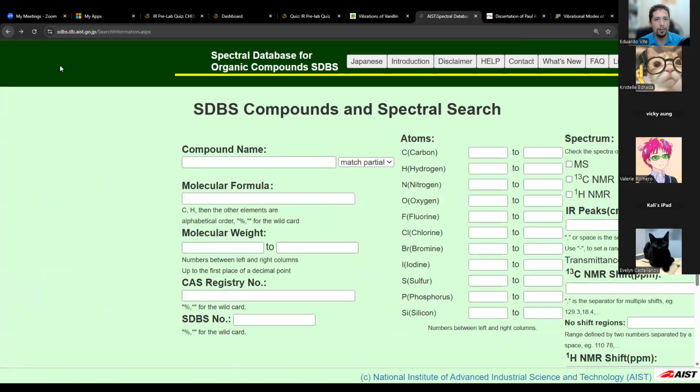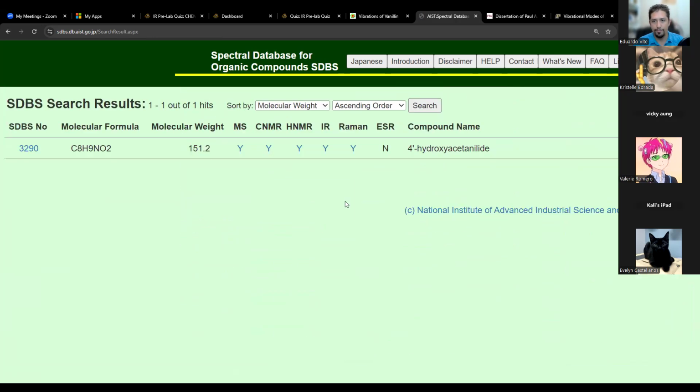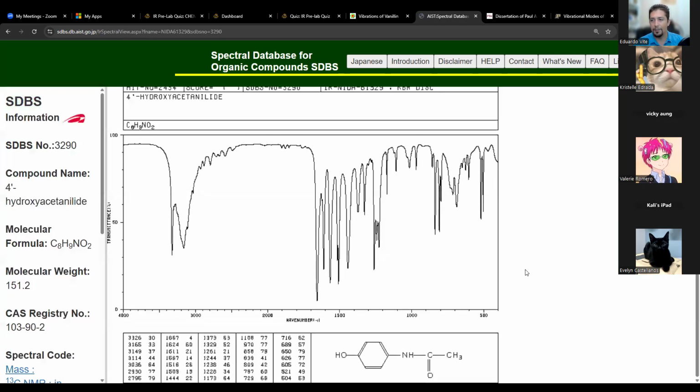Let's do, I don't know, let's do acetaminophen. All right, so there's the IUPAC name. They do have an IR spectrum, so let's check it out. And there it is. So again, you're given your structure, you're given your spectrum. Look up your favorite molecules, look up the medicines, and practice.